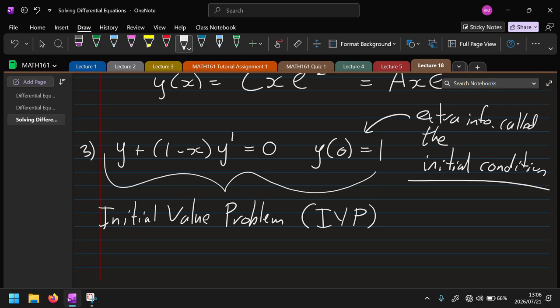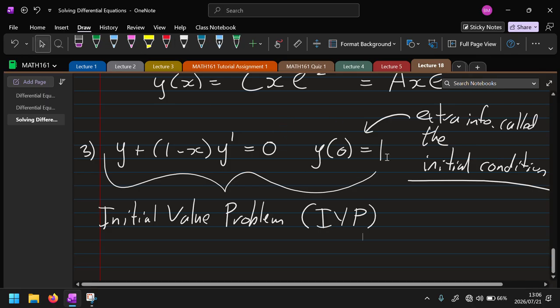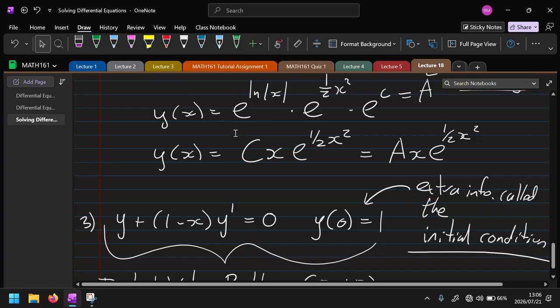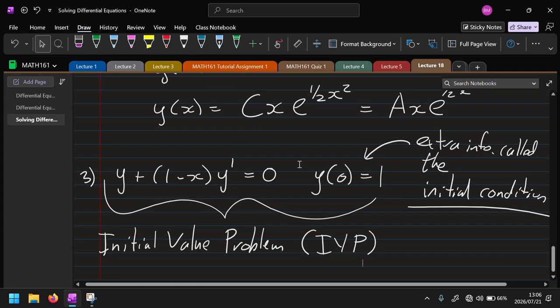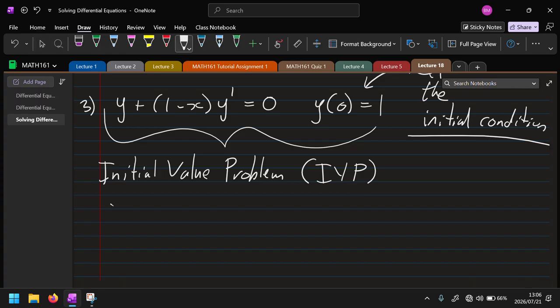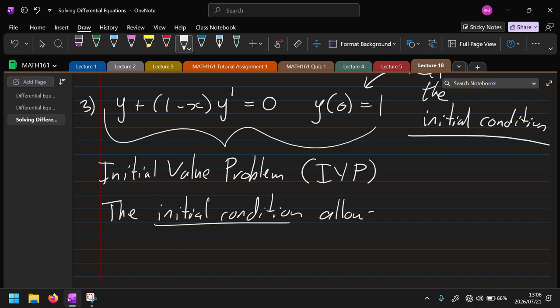Okay, so we're going to solve this differential equation as usual, like we had above. But now right at the end, we're going to substitute this initial condition, and that will allow us to solve for this unknown constant. So the initial condition allows us to solve for the unknown constant c that we always had.